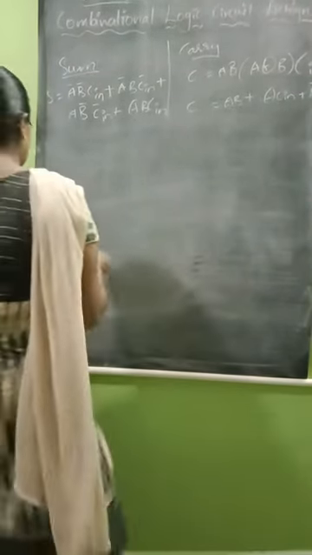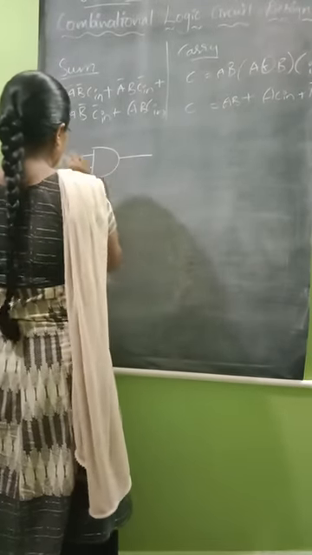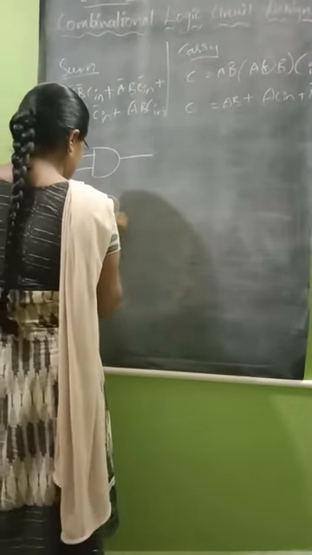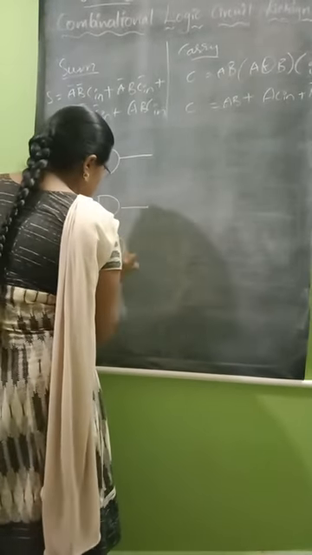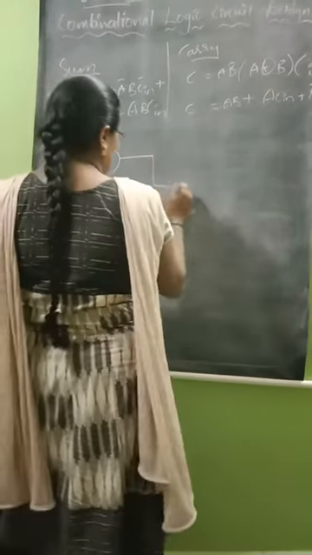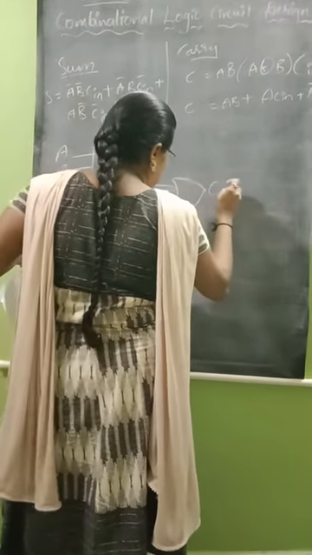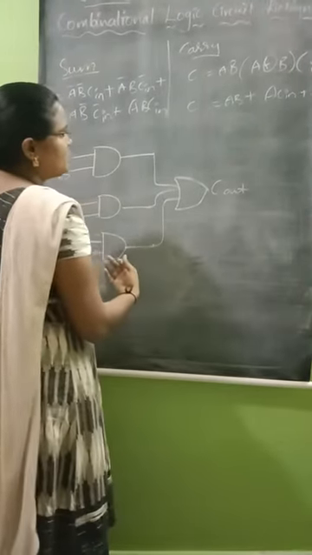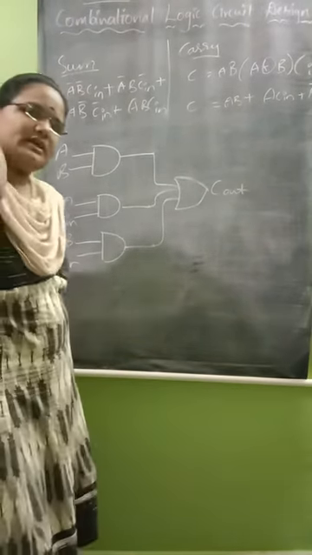So we can draw the carry: A B, next one is A C in, and the third term is B C in. These go to C out. So this is the logic diagram of the carry. The next topic continues in the next video.